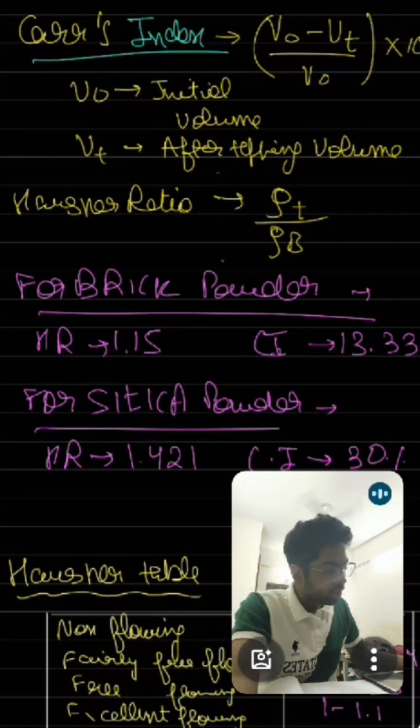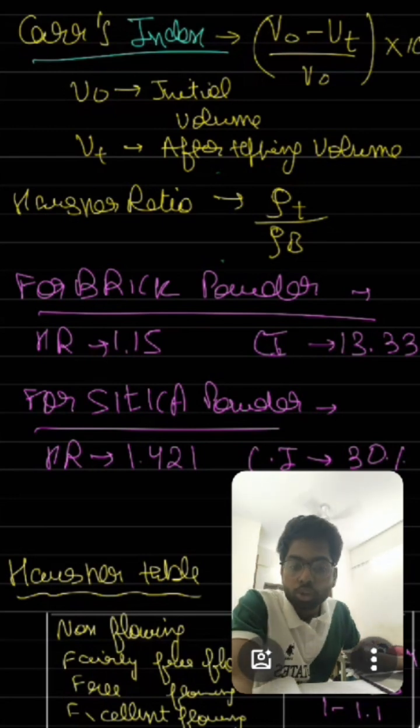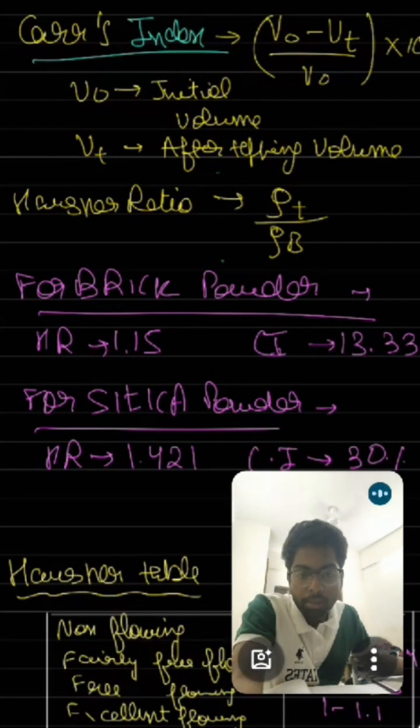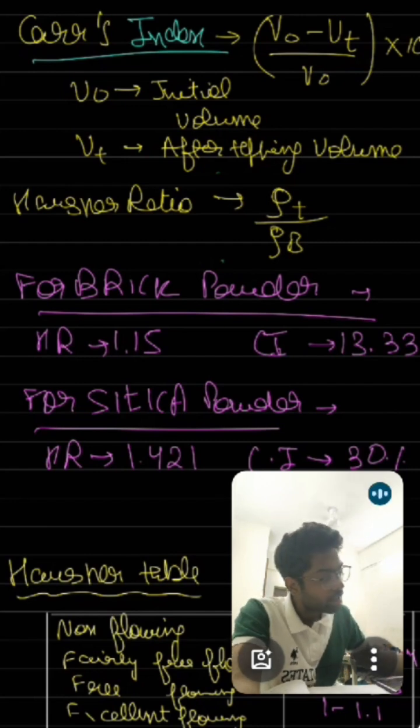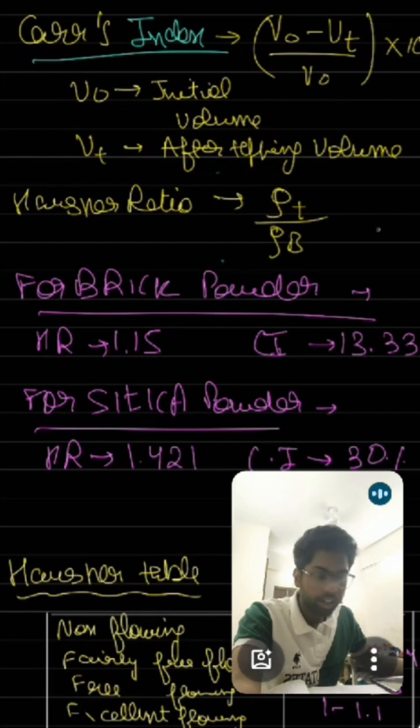Now to conclude the flowability of the two samples, that is, one is brick powder and the other is silica, we will finally compare them with Carr's index and Hausner ratio. It is given by volume of initial minus volume after tapping divided by volume of initial multiplied by 100, and Hausner ratio is true density upon bulk density.